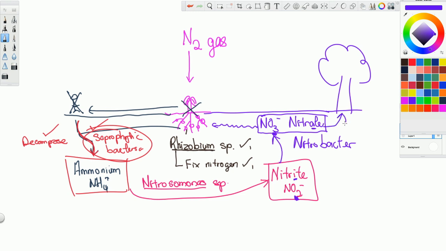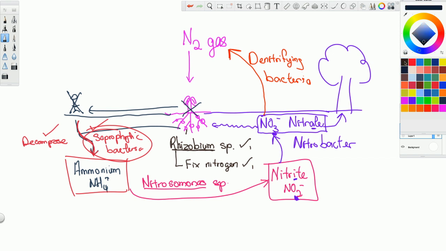If there is any excess of this ion that cannot be absorbed by the plant, it can be returned to the atmosphere in gas form by another bacteria, called denitrifying bacteria.